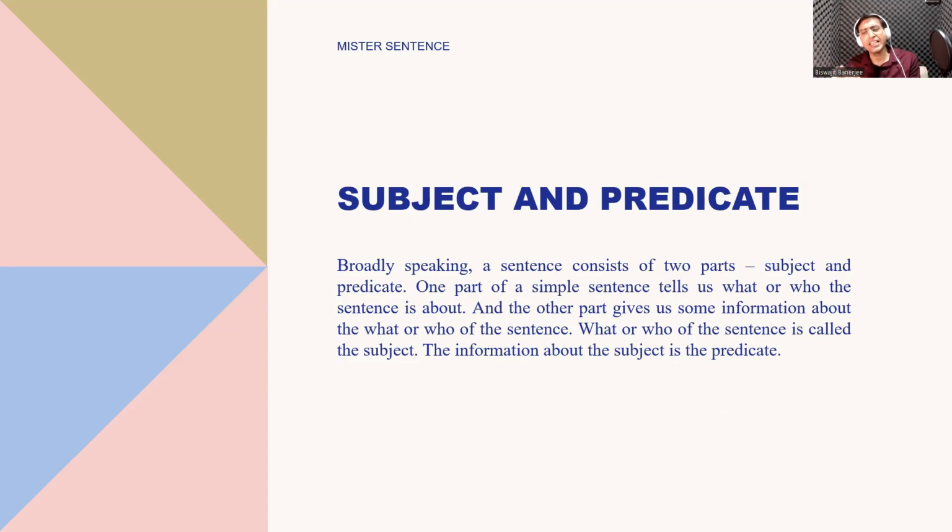One part of a simple sentence tells us what or who the sentence is about. And the other part gives us some information about the what or who of the sentence. What or who of the sentence is called the subject. The information about the subject is the predicate. Very simple. One part of the sentence will tell us what we are talking about, what or who the sentence is about. And the other part will give us some information about that who or what.